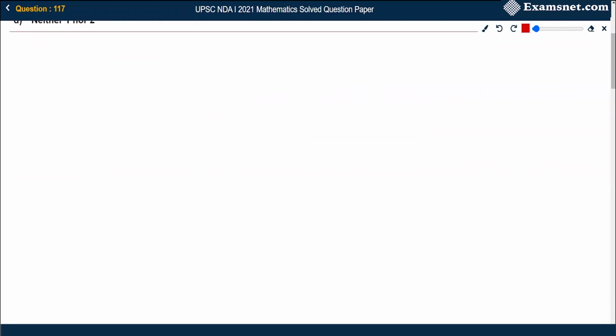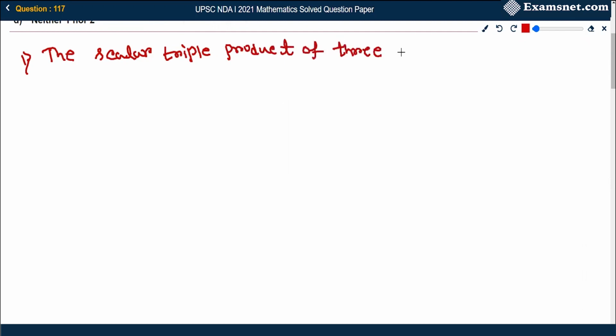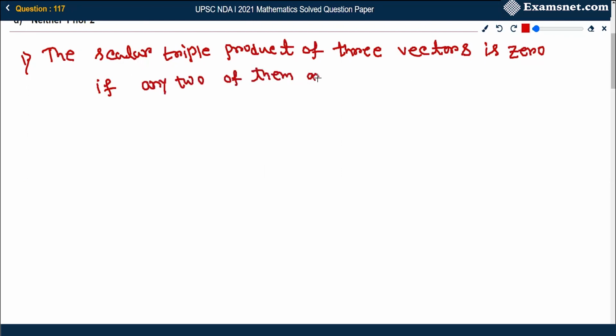So let's start solving. First of all, we know that the scalar triple product of three vectors is 0 if any two of them are equal.